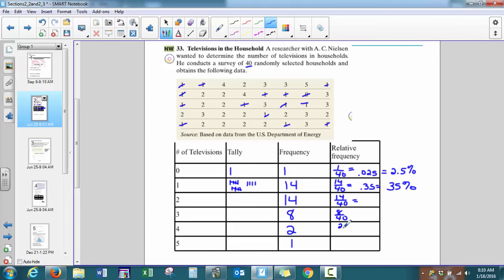And one of the notes in your textbook says that if you add up the fractional values, it should always be equal to 1, representing 100%. If you add up these decimals, since we're doing some rounding, then it might be a little off, a little different from 1. I mean 100%.